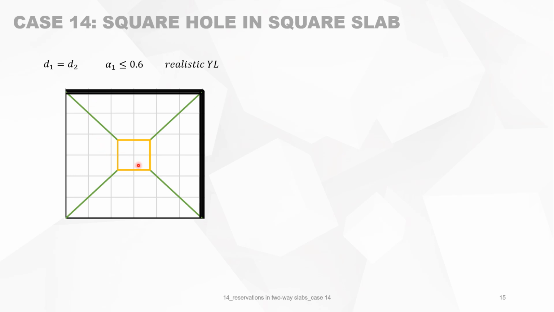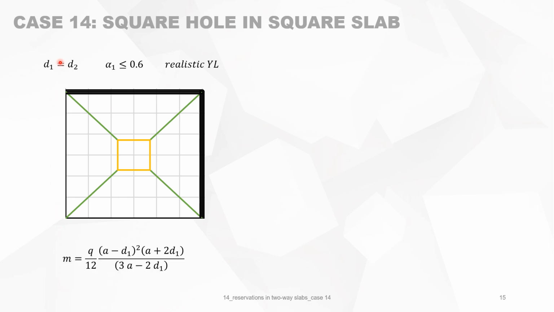When D1 is equal to D2, we say alpha 1 must be smaller than 0.6. Why? Because otherwise, when this is getting too small, then the yield lines will be too close to each other and are not realistic. So that's why we do not exaggerate, and we take a space of 0.2 or 0.1 times the smallest size of the slab.